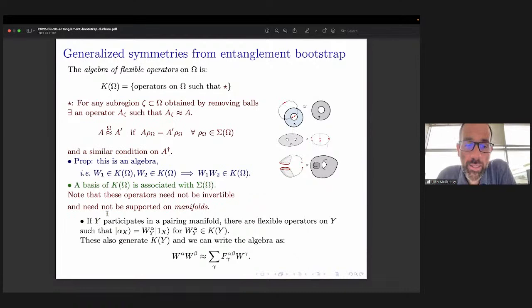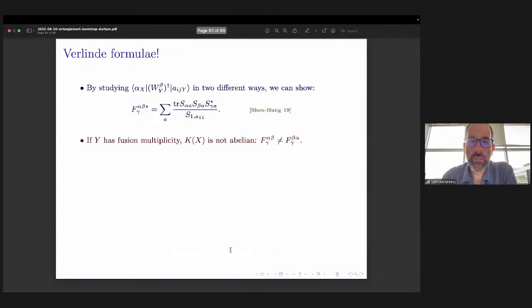Okay. So there's a second basis. If Y participates in a pairing manifold with some other region X, then there's a second basis for the operators on Y, where they're labeled by extreme points of X instead. For each extreme point of X, there's an operator on Y that creates this state alpha X, this minimally entangled state on X. These also generate the whole algebra, and we can write the structure constants of the algebra in terms of these symbols F. Just from this information, by studying this matrix element in two different ways, on the one hand by fusing together alpha and beta, and on the other hand in another way, we can show the following formula.